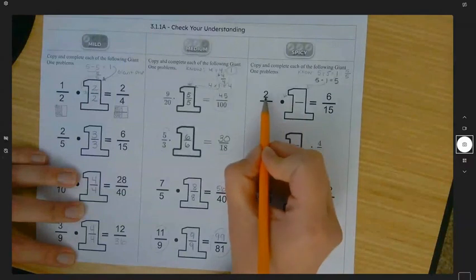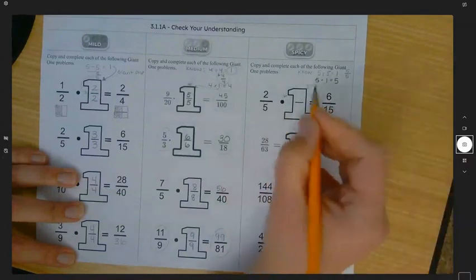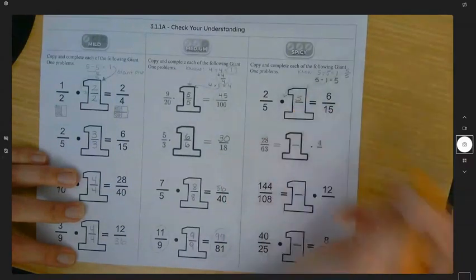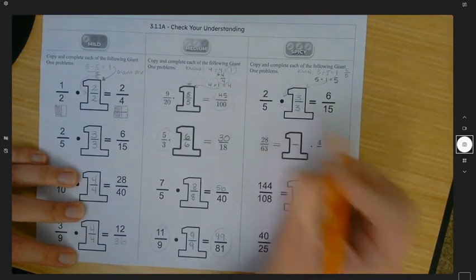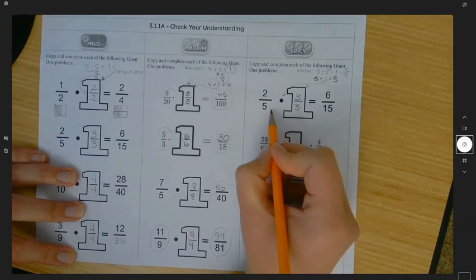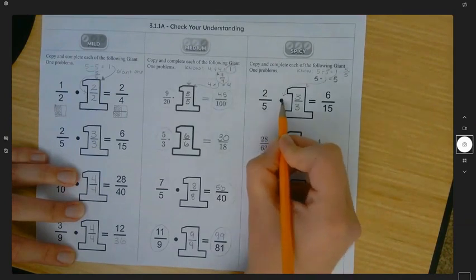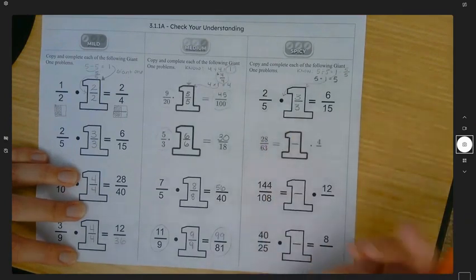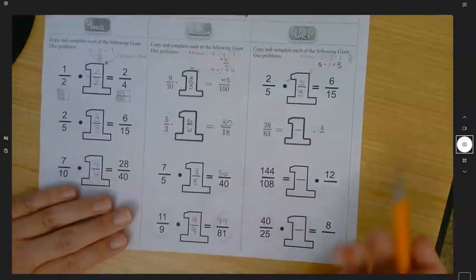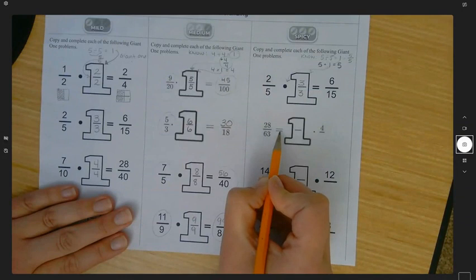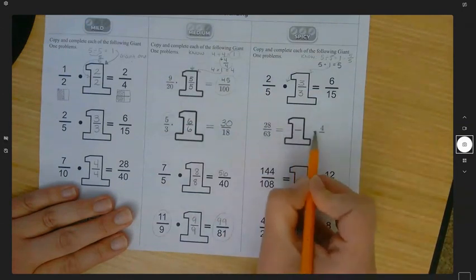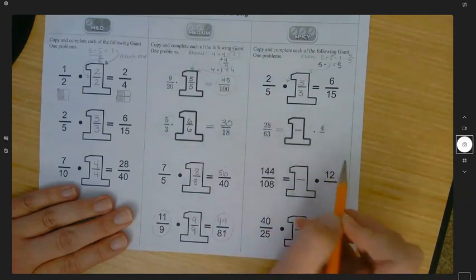So I'm going to ask myself, 2 times what is equal to 6? And that is 3. And I know because this has to equal 1 that the bottom is also 3. And I can double check. 5 times 3 is equal to 15. Then down here we have 28/63 equals 1 times 4 somethings.